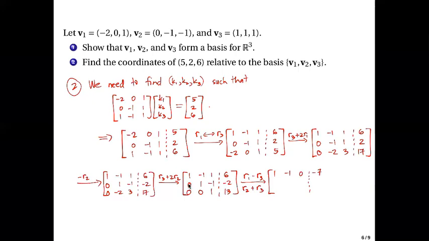In here, row 2 plus row 3, 0 plus 0, that's still 0. 1 plus 0, that's still 1. And then negative 1 plus 1, that's 0. Negative 2 plus 13, that's 11. And then third row, we just copy it, 0, 0, 1, 13.